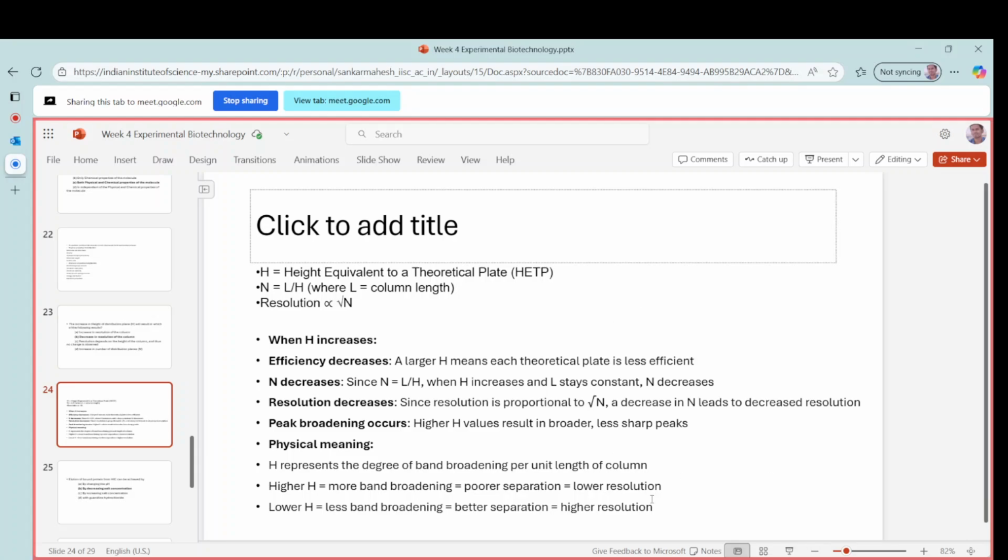That is what is presented here. So since resolution is directly proportional to root of n, when h increases, n would decrease. That is, your efficiency decreases. And if your efficiency decreases, then your resolution would decrease.